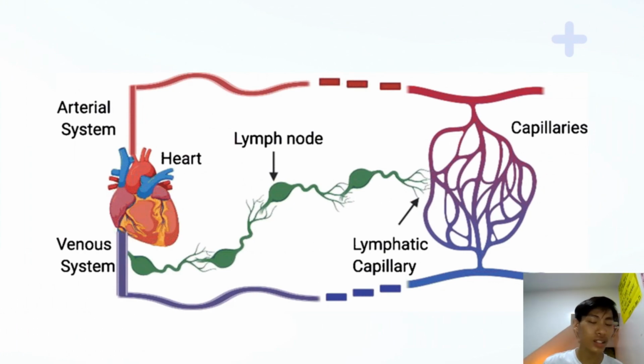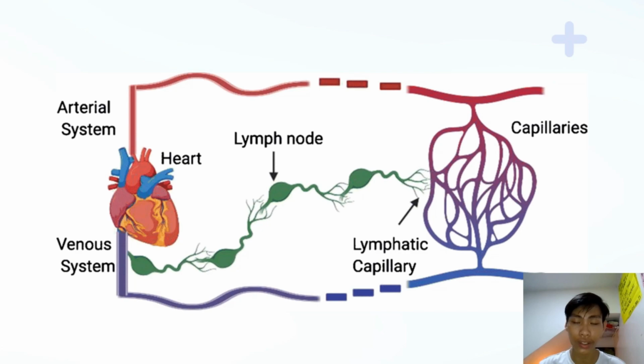In this illustration, we can see the relationship of the two systems, the blood supply and the lymphatic drainage. The arterial system pumps the oxygen-rich blood, and then it goes into the smaller arteries and then into the capillaries, or the capillary network.